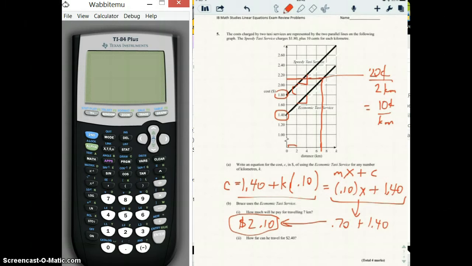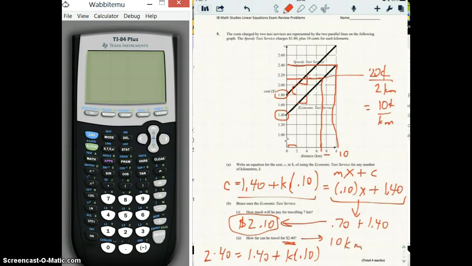Now the last part is how far can you travel for 240? Now 240 is the cost, right? So you could do this with algebra. You could say 240 equals 140 plus k times 0.10. Or you could do it graphically. If you look at 240 here, we're talking about the economic taxi service, so that would cross the economic taxi service here. So how many kilometers is that? Well, this was 8, so we're jumping by 2, so that would be 10. So the answer would be 10 kilometers.